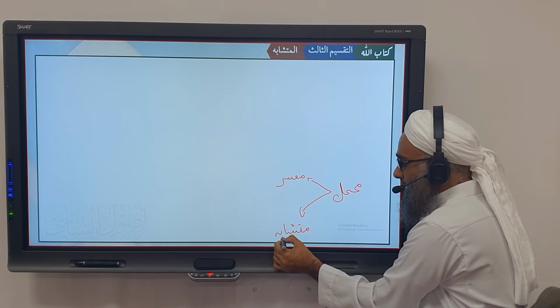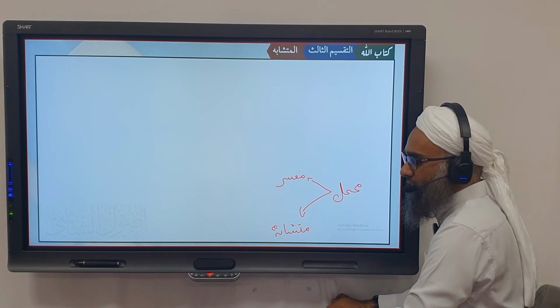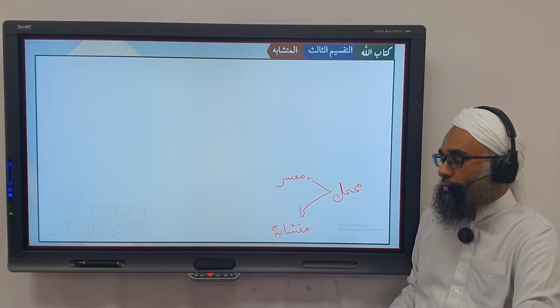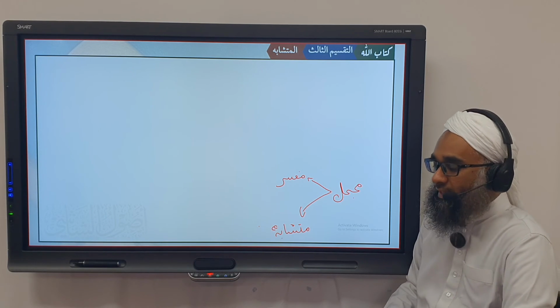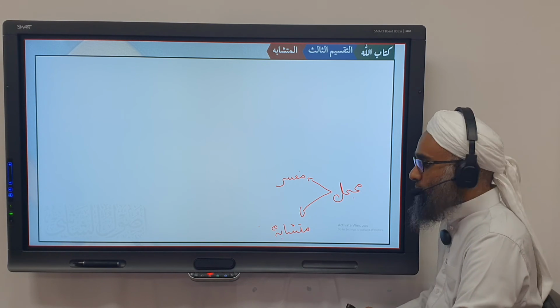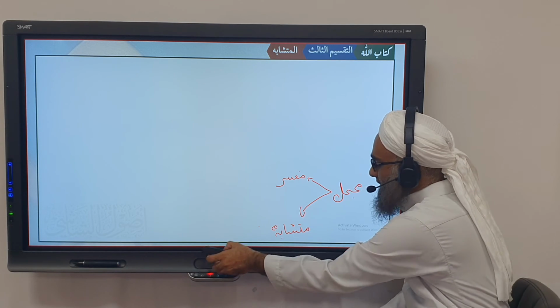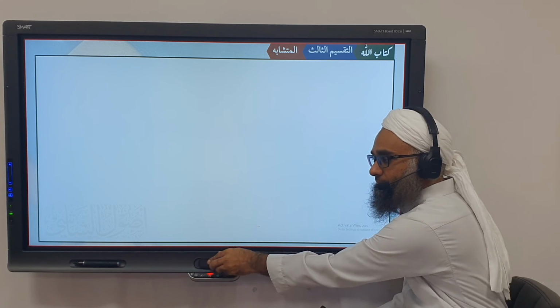Mutashabih. We see that the Shari', the Prophet sallallahu alaihi wasallam, or Allah subhanahu wa ta'ala in the Quran has used a word whose meaning we do not understand, and we have no bayan, so it's mutashabih. What do we do? We believe in it. We say it's haq, whatever Allah intends from this.